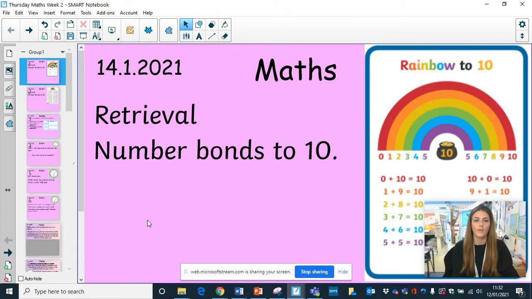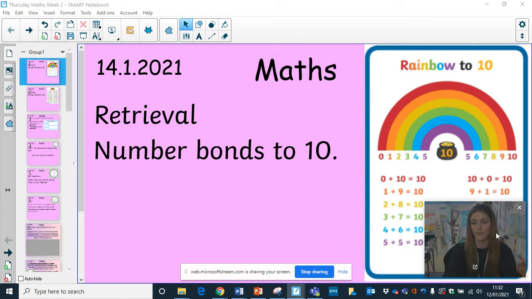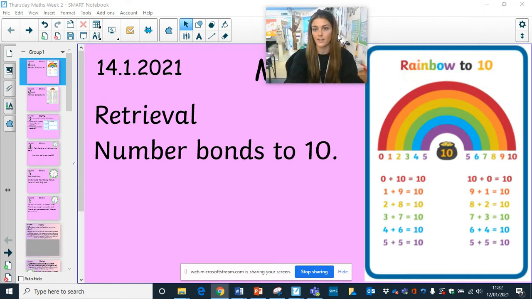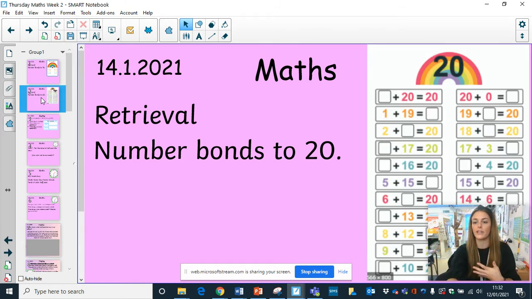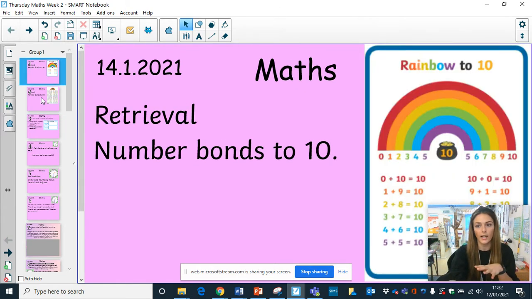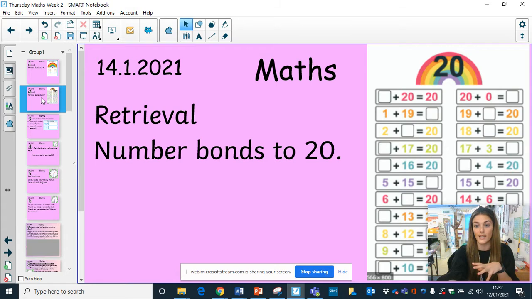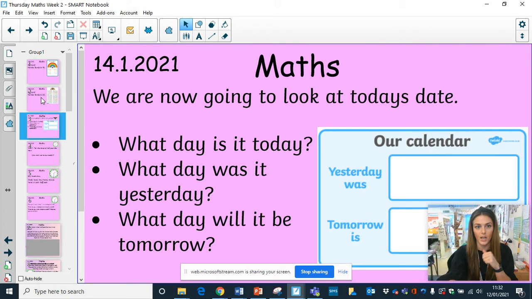So first of all, your retrieval, so your number bonds to 10. Just going to move myself over so you can see there, so you can use that to support you for that. And then once you've done your number bonds to 10, so remember this is a recap of learning things you should already know, then can you do your number bonds to 20, so there's to 10 and to 20.